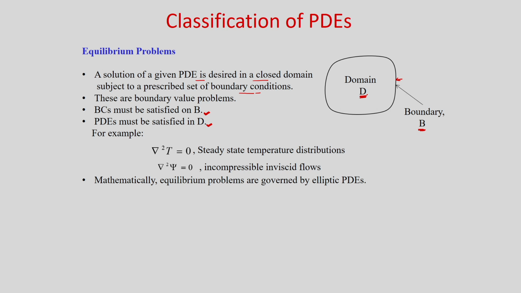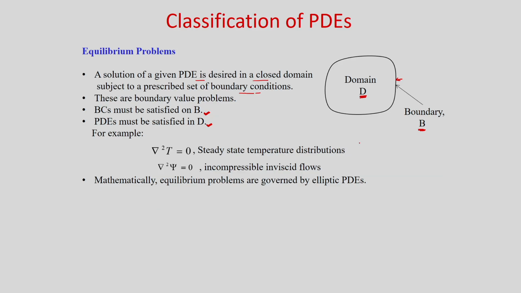You can see the steady state heat conduction equation. If you consider 2 dimensions, then it is del 2 T by del x square plus del 2 T by del y square is equal to 0. Here in this equation you need to solve the equation in the domain D and you need to specify the boundary conditions. So, this is an equilibrium problem.